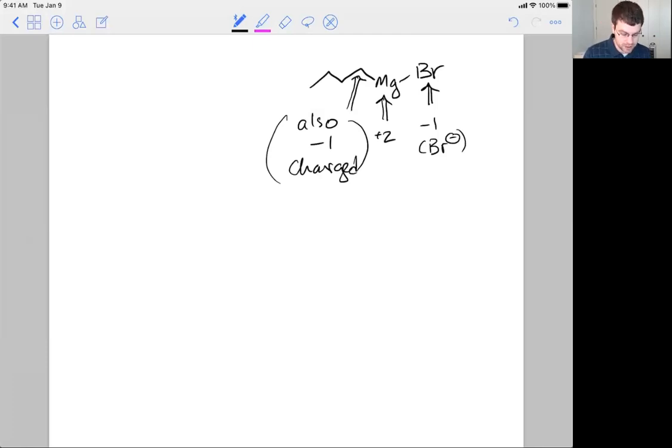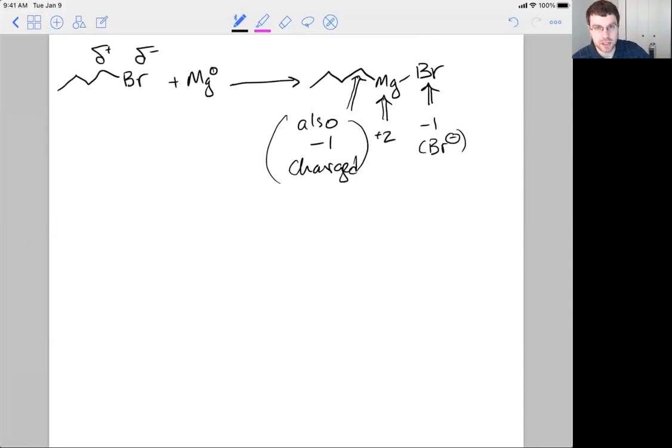Why is it so cool that it's negatively charged? Well, before the reaction occurred, we had this molecule, and before it reacted with our magnesium 0, we had a delta plus on the carbon atom and a delta minus on the bromine atom. The bromine doesn't really change, but in the presence of the magnesium, the carbon flips from being delta plus to almost fully negative. Now, I'm being careful about my words, and maybe I shouldn't be. You could think of this carbon right here as being completely negative.